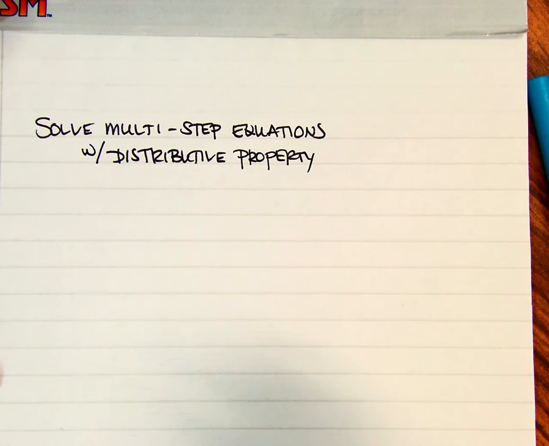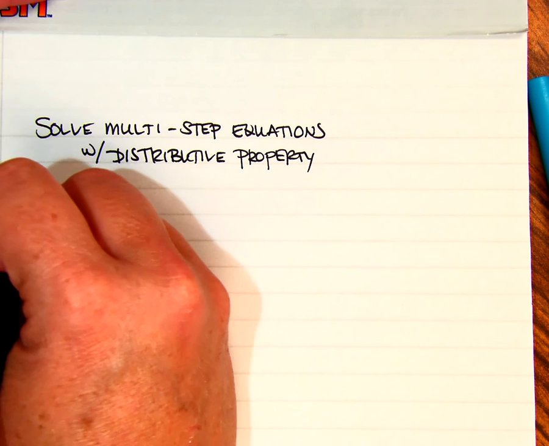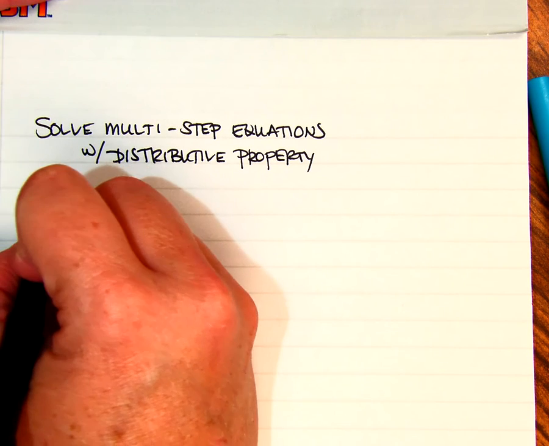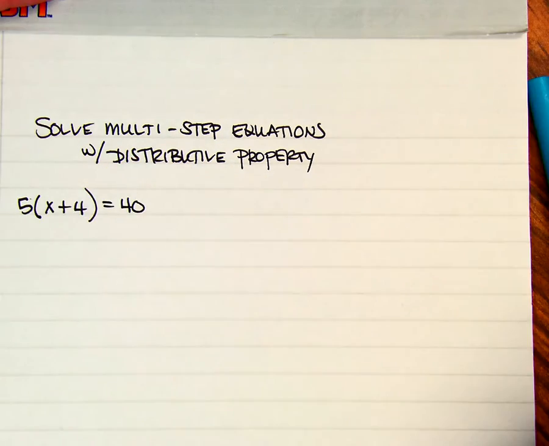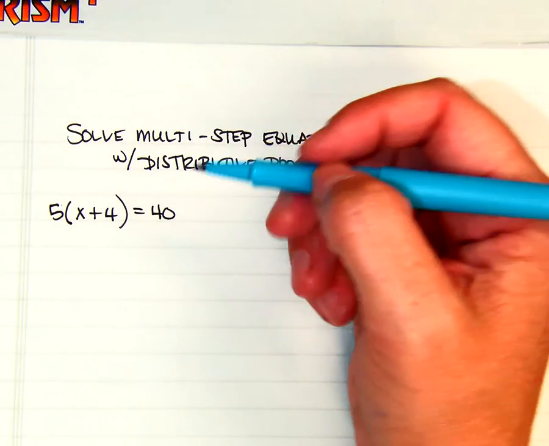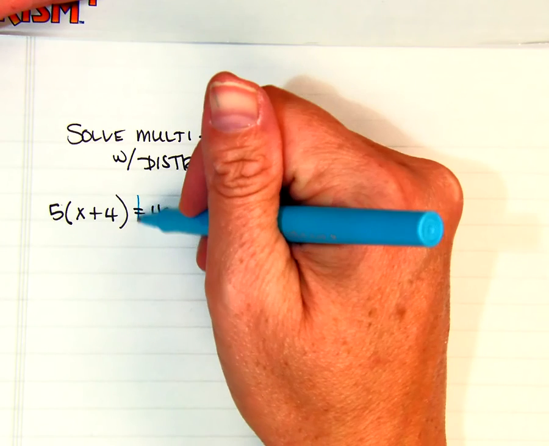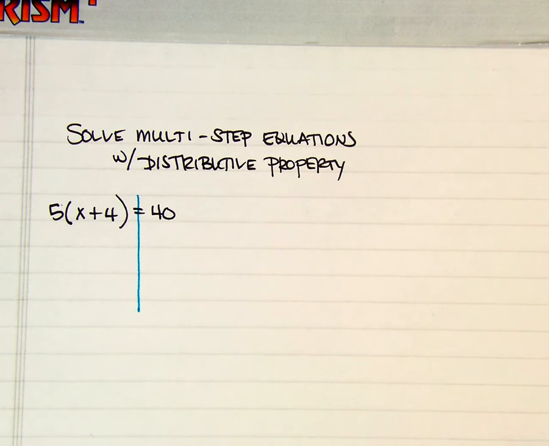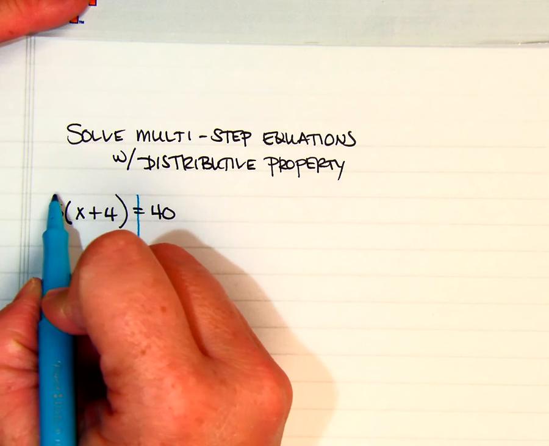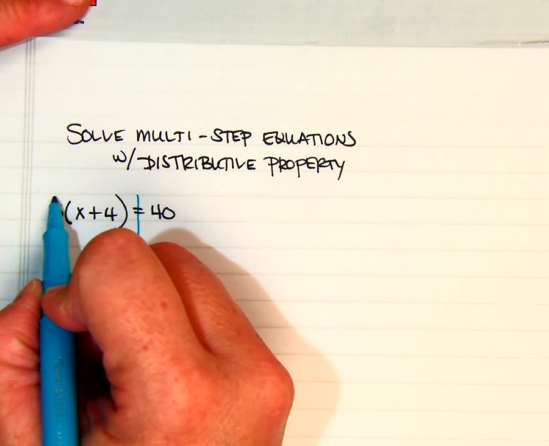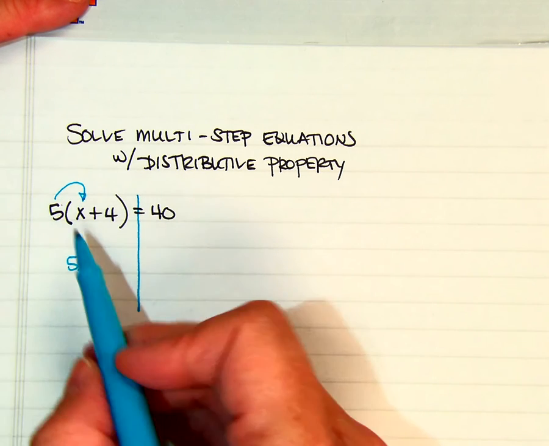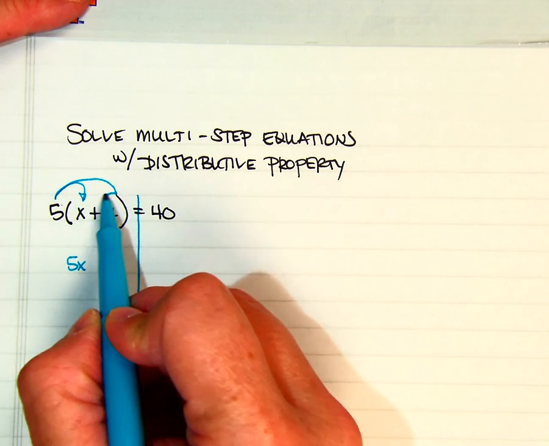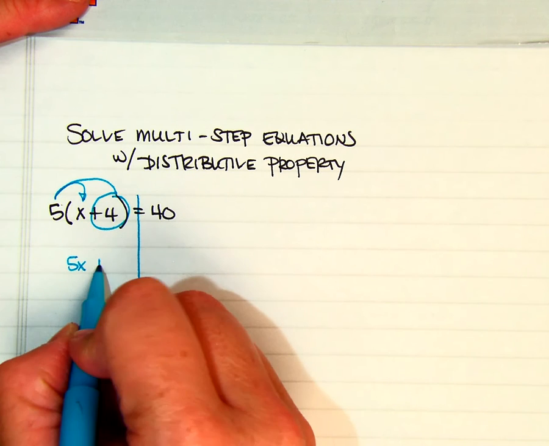Okay, so if I have 5 times the quantity of x plus 4 equals 40, I can still talk about this in terms of bad guys and good guys. I am partial to distributing first. So remember, with distributing, you are multiplying. So 5 times x gives me 5x. 5 times a positive 4 gives me a positive 20.